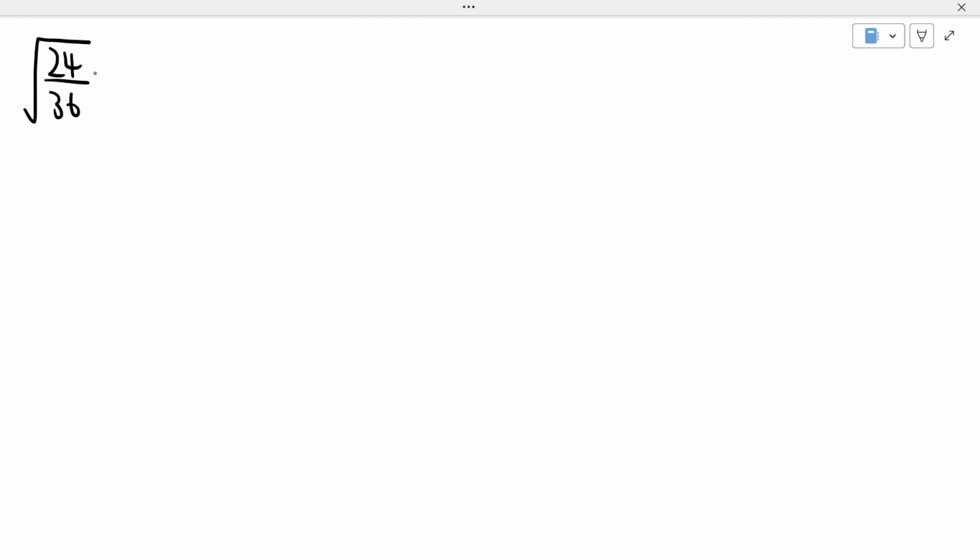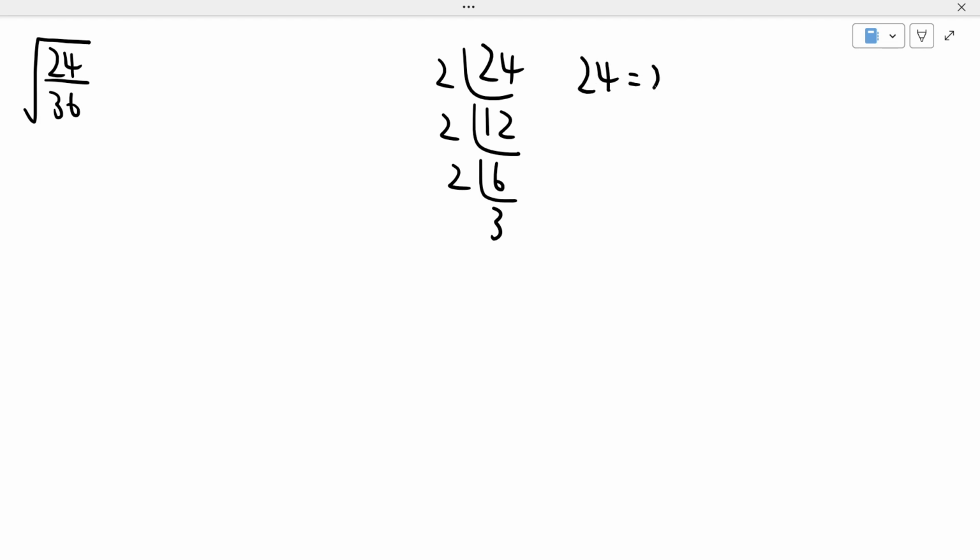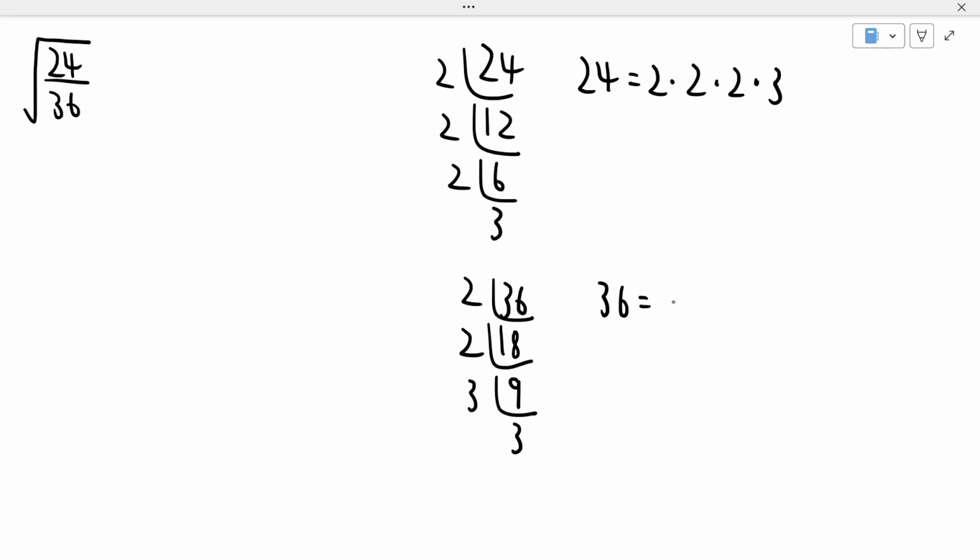So we'll start with the numerator, which is 24. So 24 divided by 2 is equal to 12. 12 divided by 2 is equal to 6, and 6 divided by 2 is equal to 3. And 3 is a prime number, so we're done, and that means 24 is equal to 2 times 2 times 2 times 3. And we'll do the same with the denominator, 36. So 36 divided by 2 is 18, 18 divided by 2 is 9, and 9 divided by 3 is equal to 3. And 3 is a prime number, so we're done, and this means that 36 is equal to 2 times 2 times 3 times 3.